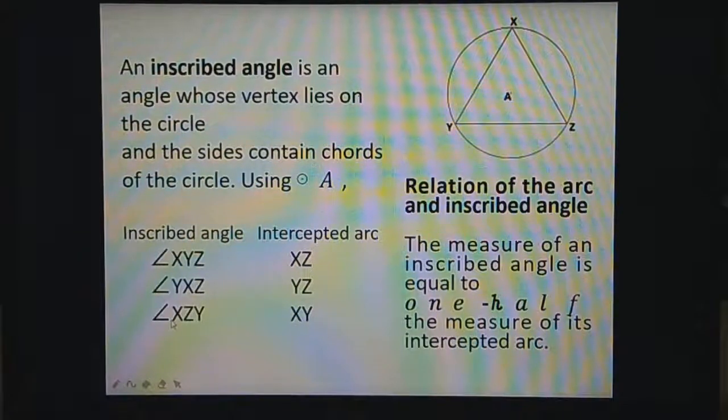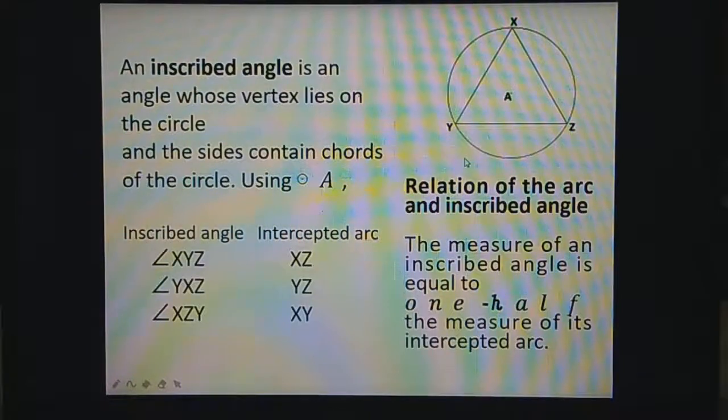Next, we have another one, inscribed angle, XZY. So, this one, XZY. So, we're pertaining to this angle, this one. Okay. The intercepted arc of this angle, ayan, is arc XY. So, this is your intercepted arc.